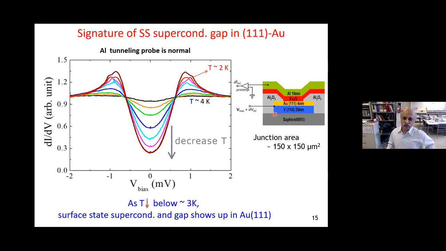So basically what we have is vanadium superconducting, and as you cool down, of course, that also drives the gold bulk into the superconducting state. Then as you go below 3 Kelvin or so, you can see the surface state also becoming superconducting. The additional step is related to the surface state gap. Now, as you go below 2 Kelvin, you go below the TC of the aluminum also, then you have what's called SIS tunneling.